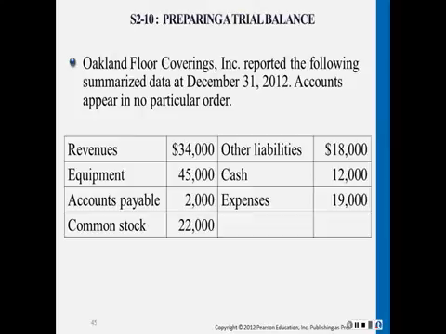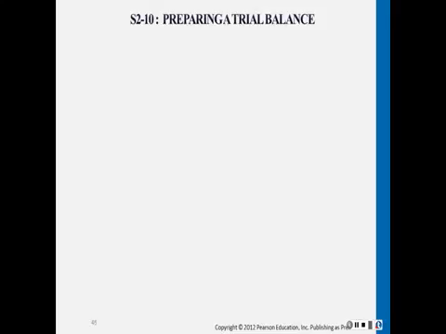In short exercise 2-10, you are asked to prepare a trial balance. Oakland Floor Coverings, Incorporated, reported the following summarized data at December 31st, 2012. Accounts appear in no particular order, but this is an important thing to keep in mind. We've mentioned before that on the trial balance, accounts need to go in the order of assets, liabilities, owner's equity, revenue, and expense. So it's important to take this unordered data and remember that it has to be ordered in a specific format. This is the format for preparing a trial balance.